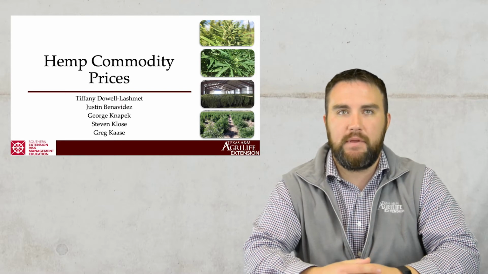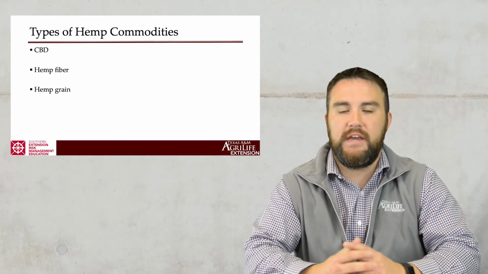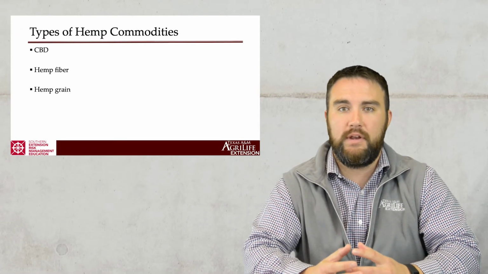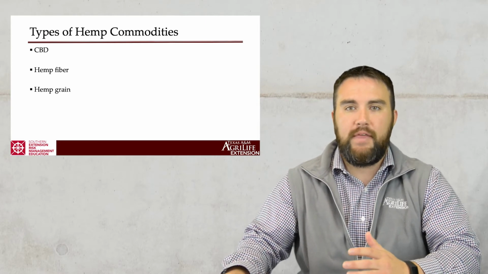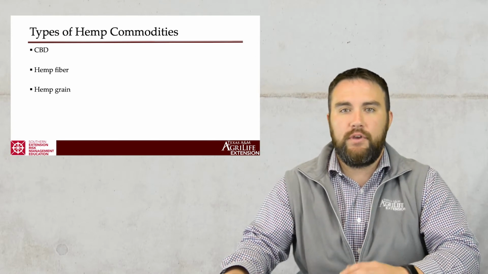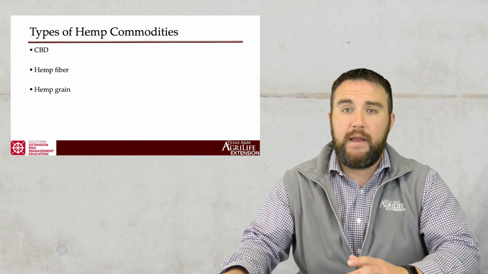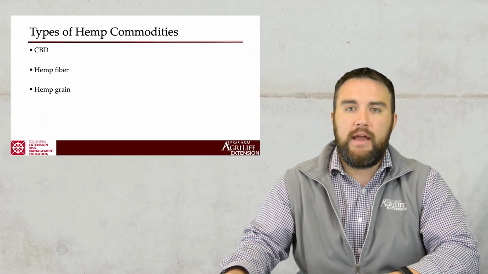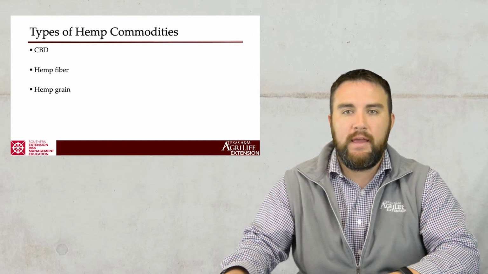Today we're going to talk about hemp commodity prices. As I said on our earlier budgeting video, the dynamics of pricing hemp change depending on what hemp commodity you are producing. There are different types of hemp commodities. I think the one that brought us all to this market in the first place was CBD. This is the oil that goes into consumable products that is a byproduct of hemp production. Hemp fiber is another key output of hemp that is on the horizon, potentially for the western part of Texas as well. And hemp grain is a third product that we consider as an output for hemp production models.